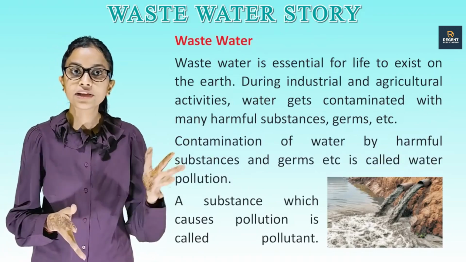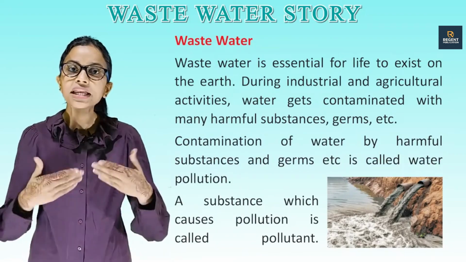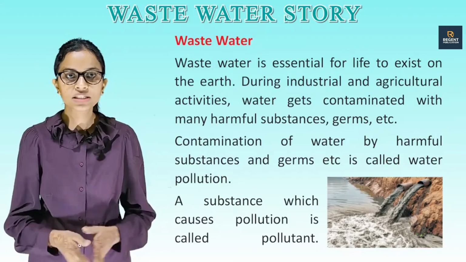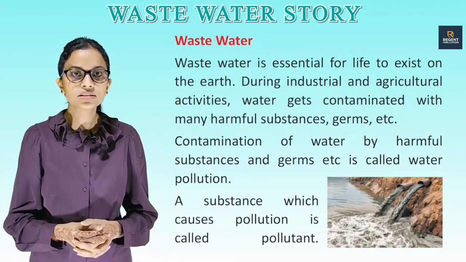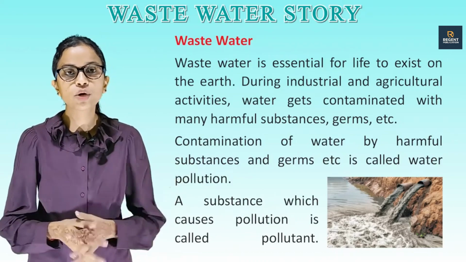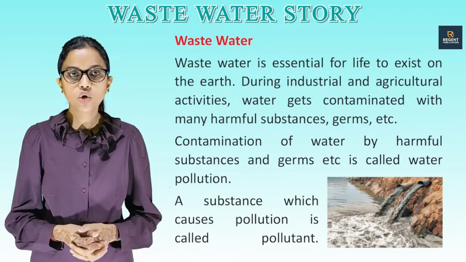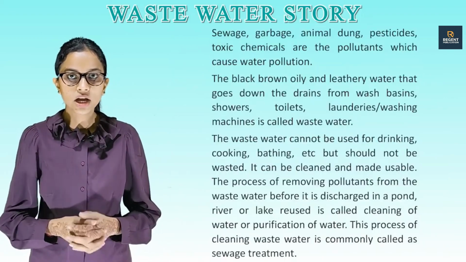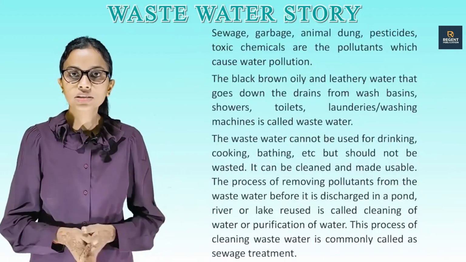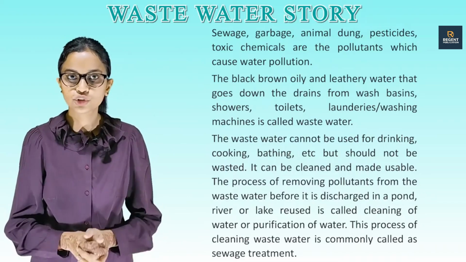During industrial and agricultural activities, water gets contaminated with many harmful substances, germs, etc. Contamination of water by harmful substances and germs, etc. is called water pollution. A substance which causes pollution is called a pollutant. Sewage, garbage, animal dung, pesticides, and toxic chemicals are the pollutants which cause water pollution.